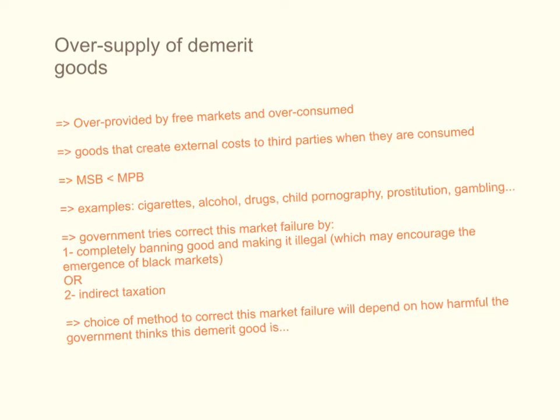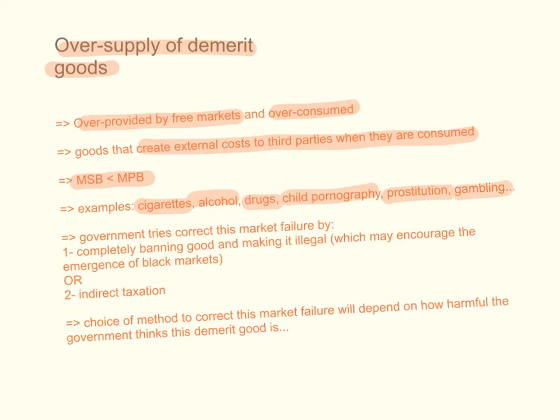The third type of market failure this video is used to explain is the oversupply of demerit goods. So that's the opposite of the problem of merit goods, which are underprovided and underconsumed. Demerit goods, on the other hand, are overprovided by free markets and they are overconsumed. These are goods that create external costs to the third parties when they are consumed. With those goods, the marginal social benefit is much lower than the marginal private benefit. A very good example is cigarettes, alcohol, drugs, child pornography, prostitution, gambling. These are all examples of demerit goods.